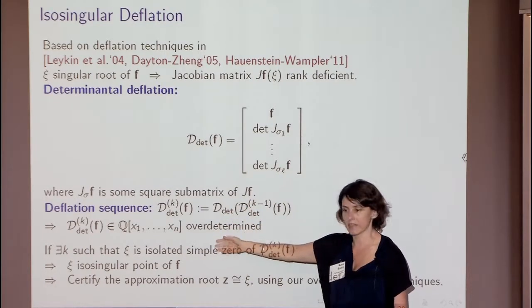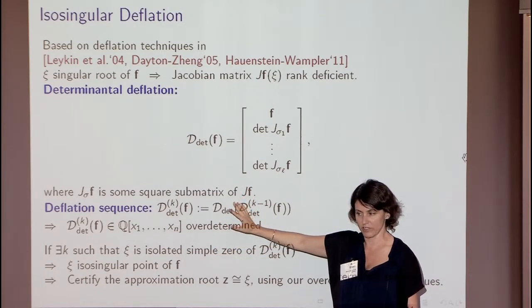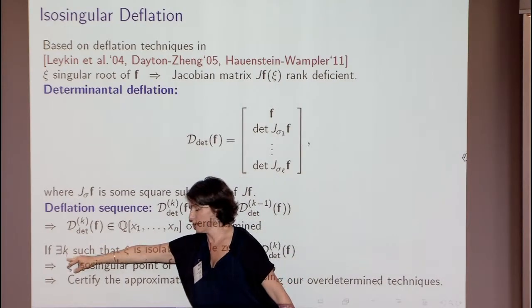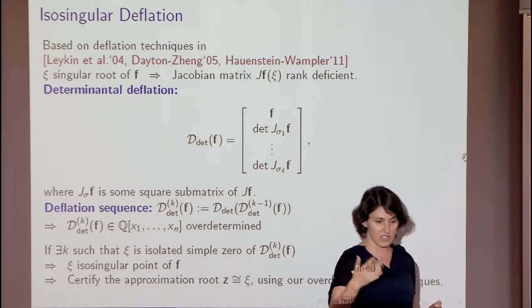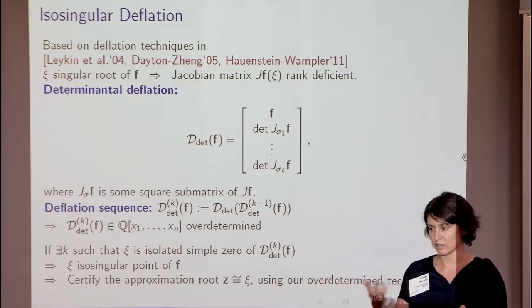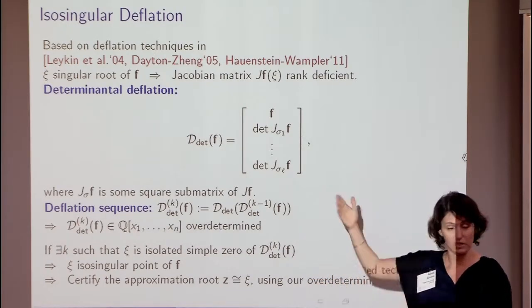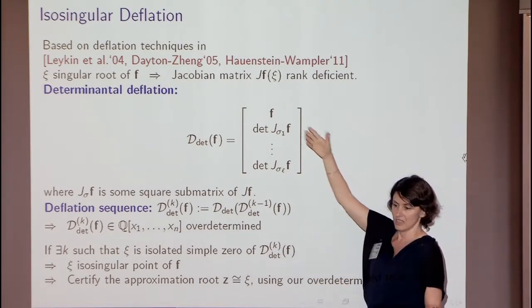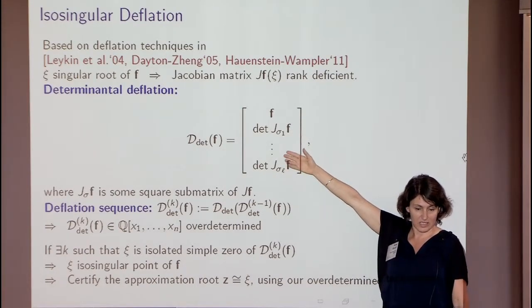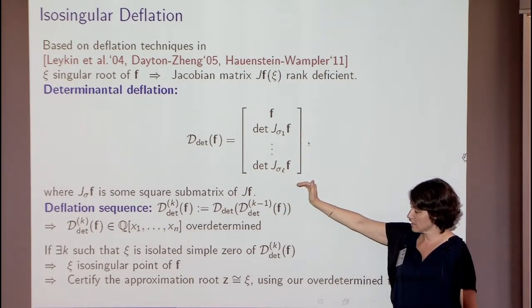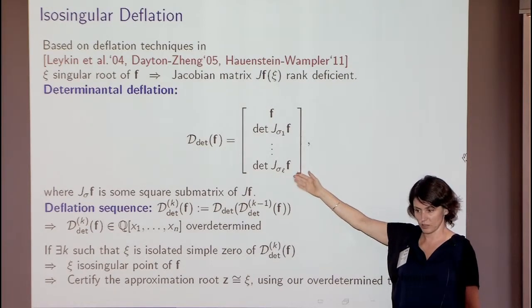I think this method would not work if you don't assume that the number of iterations of this deflation is not too big. Maybe one or two times you can iterate. The degrees of these polynomials are increasing heavily. But in theory, it's possible to do this.